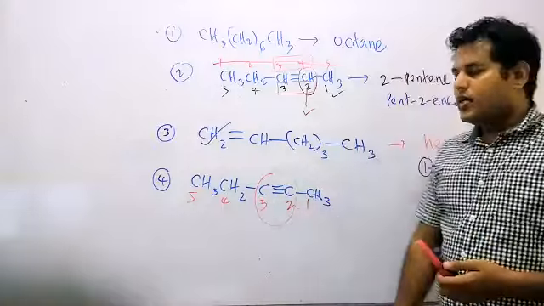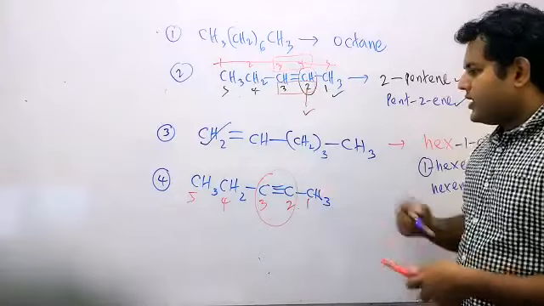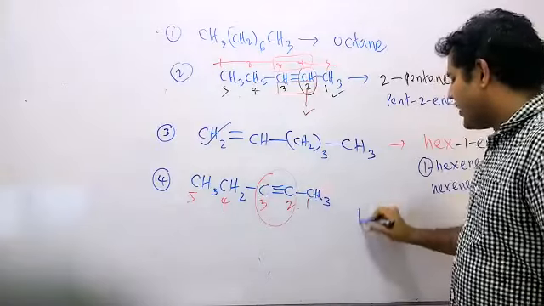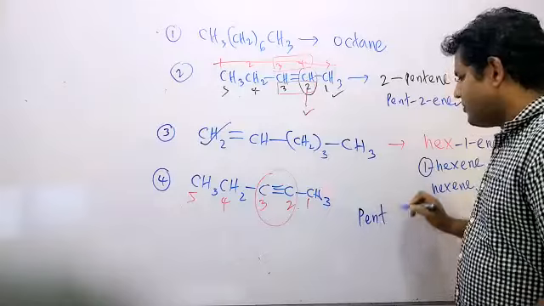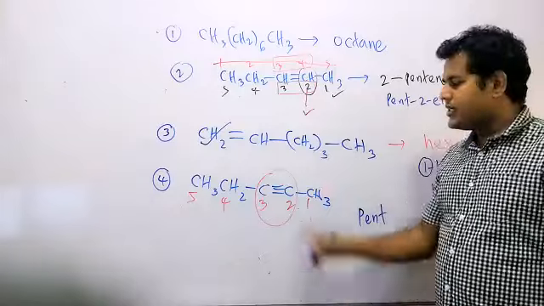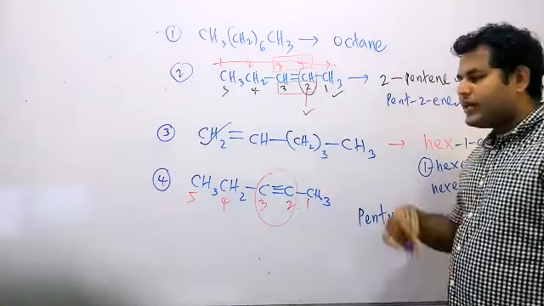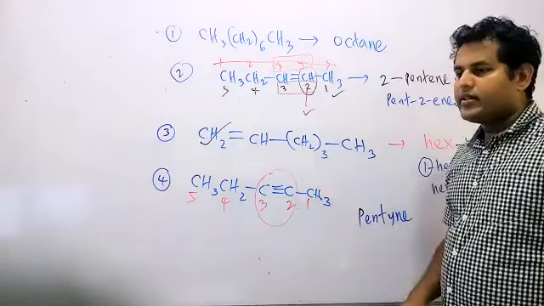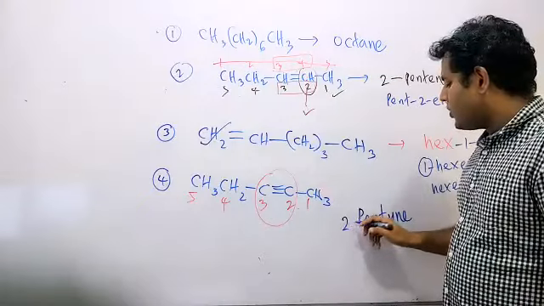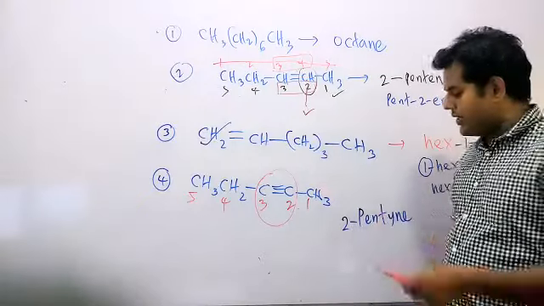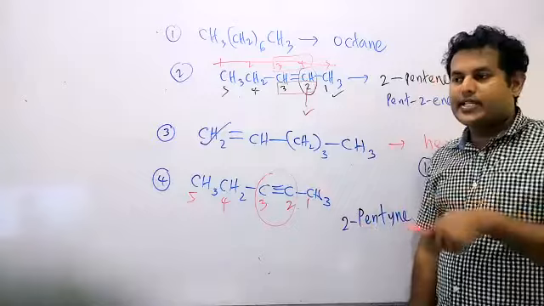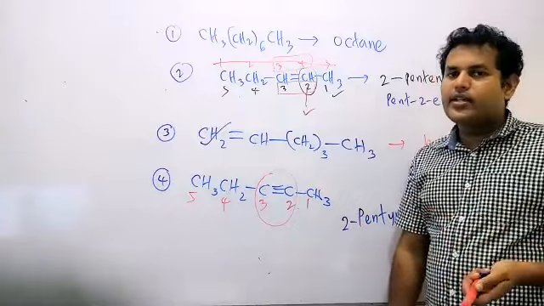So what's the name? Carbons 5. Carbons 5 means pent. And I can see this is an alkyne, so it should be pentyne. Which pentyne? It is 2-pentyne. Good. So you can write 2-pentyne. It's important to write a dash. Don't keep a space. You're violating the rules then.